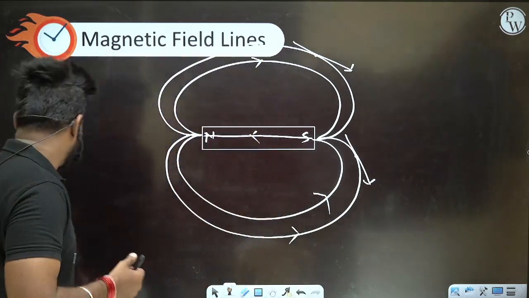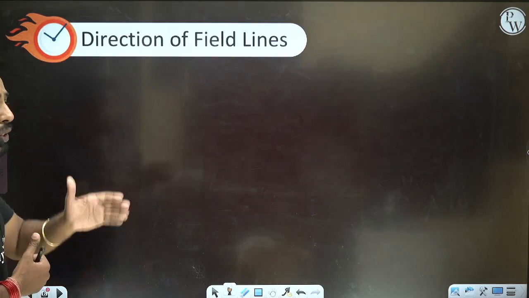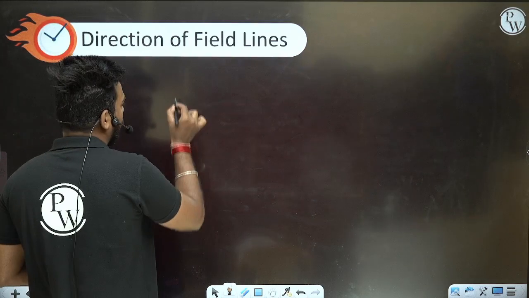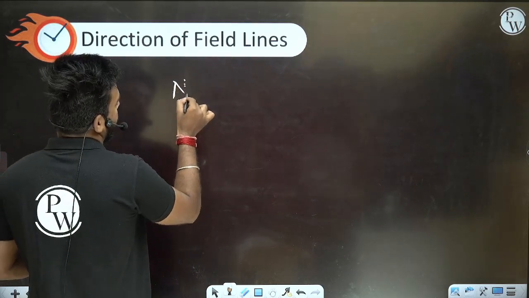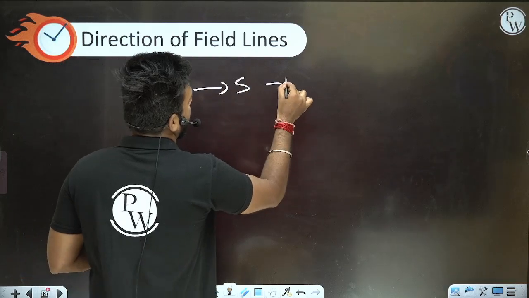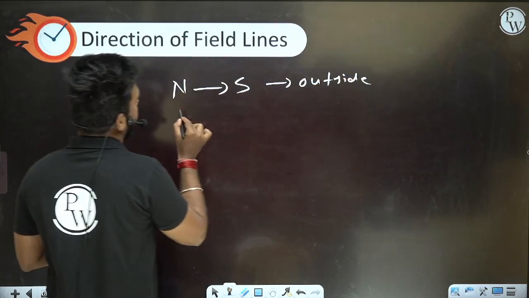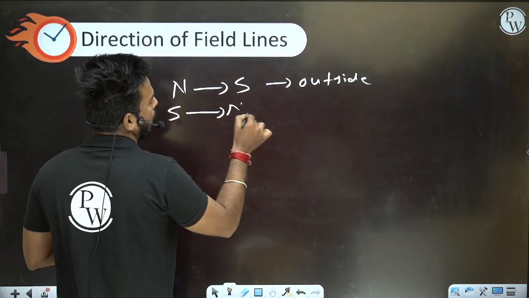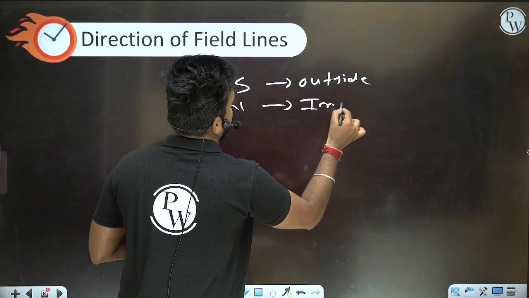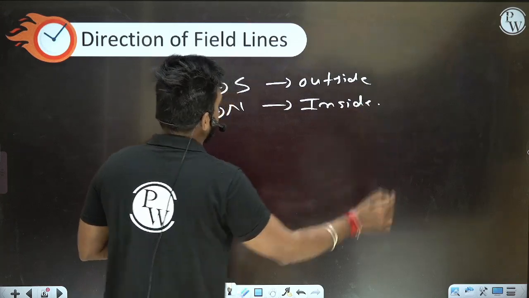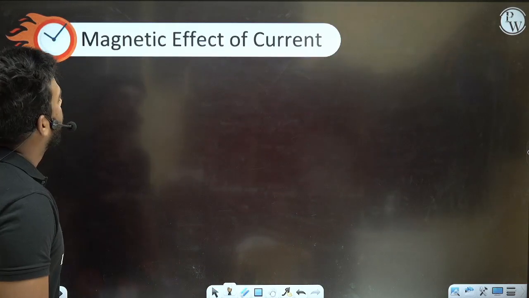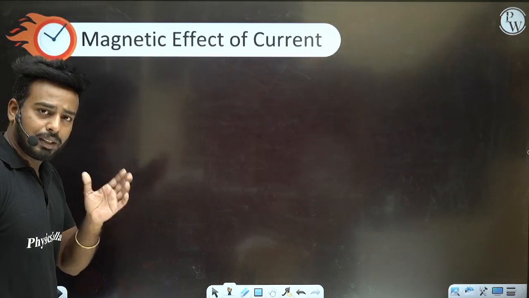So now move to the next topic. We already know the direction of the field line, that is north to south outside the magnet, and south to north inside the magnet. Now we all know about the phenomenon. Now, what is the magnetic effect of current?